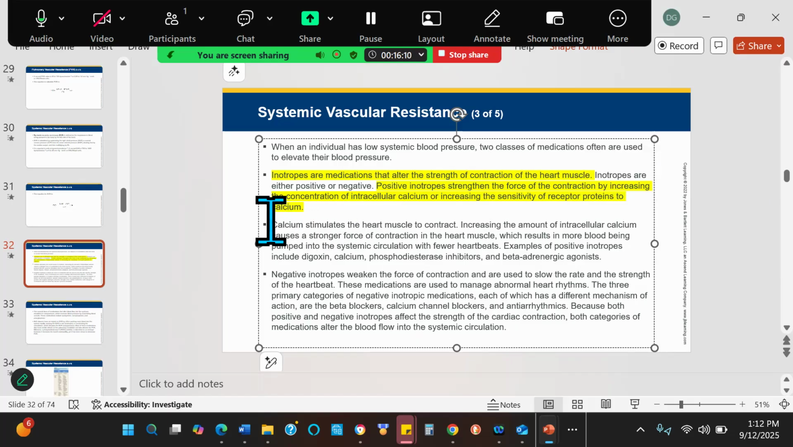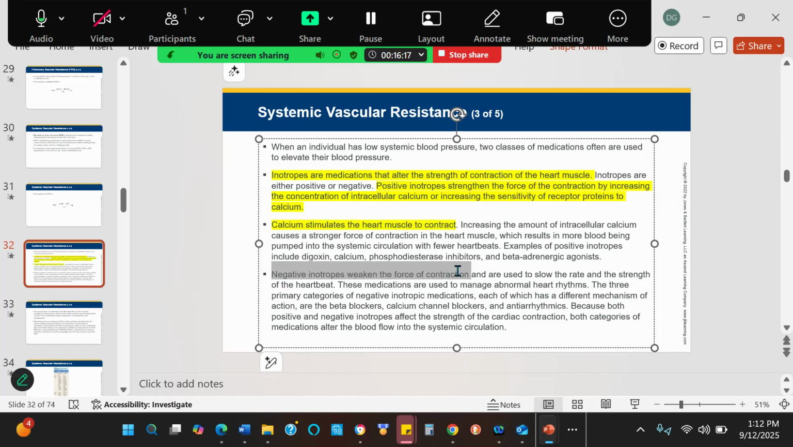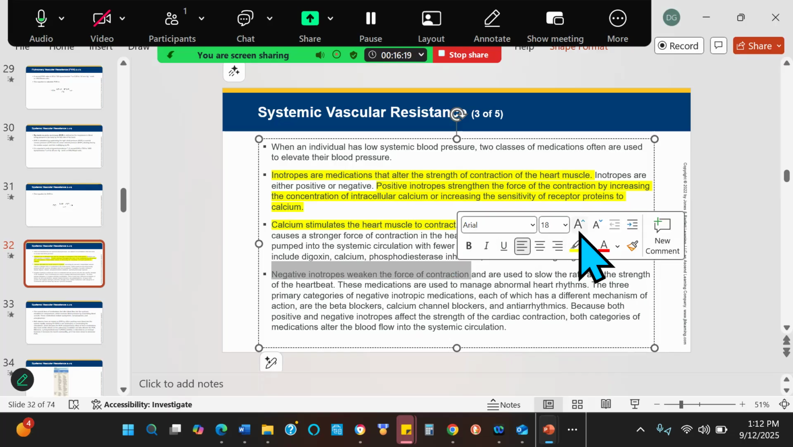Calcium is important to the heart muscle, and we can give calcium to make the heart contract more strongly. Negative inotropes weaken the force of contraction. That would be like a beta blocker, like atenolol.